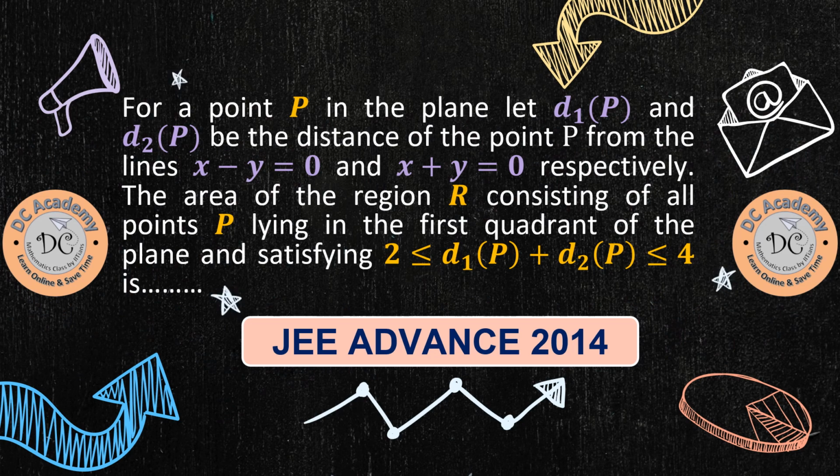So hi, in this video, we're going to solve a problem regarding straight lines, which appeared in JEE Advanced 2014. So first, try to understand the problem statement. Here it says we have a point P in some plane, and D1P and D2P are the distances from two given lines, x minus y equal to 0 and x plus y equal to 0. Now it says that we need to find the area of a region R such that the inequality holds. So let's go ahead and solve this particular problem.